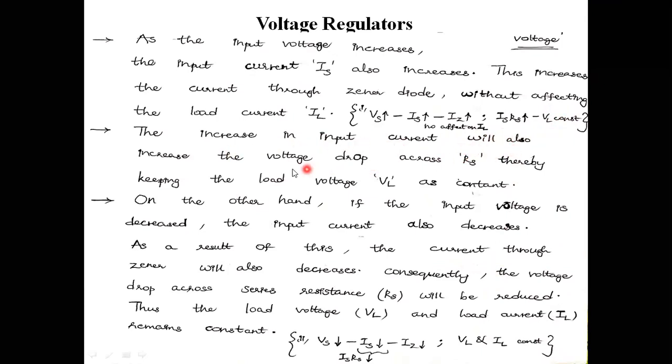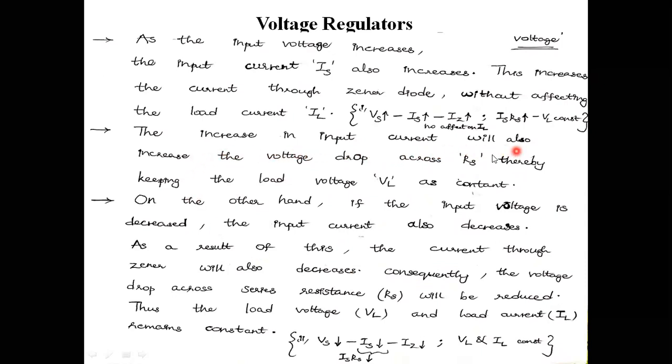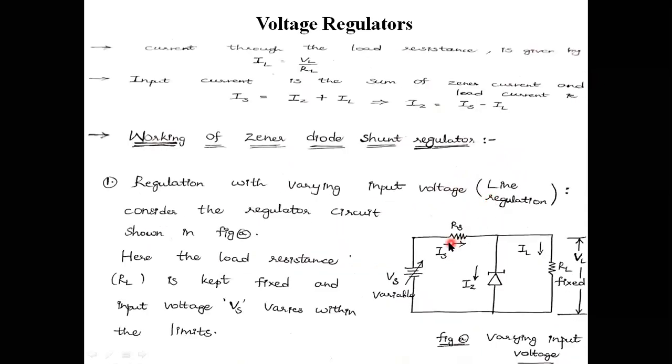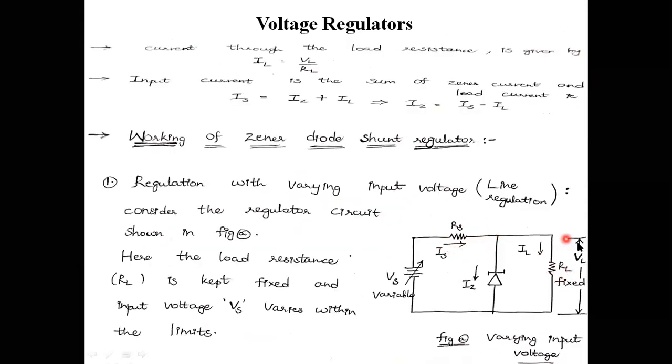The increase in the input current will also increase the voltage drop across RS here. By increasing the input current IS, the voltage drop at RS also increases, thereby keeping the load voltage VL constant. Because Vs is increased, ISRS increases and the drop increases here. Because of this increased drop, I am going to obtain some constant output voltage. The output voltage is maintained as constant because of the increase in the voltage drop across the source resistance RS here.